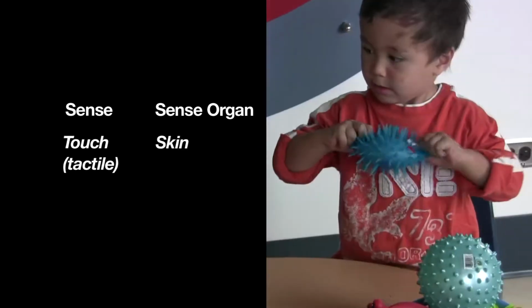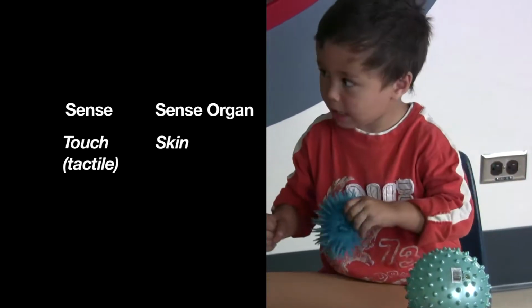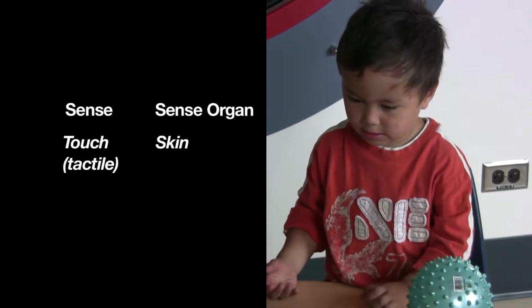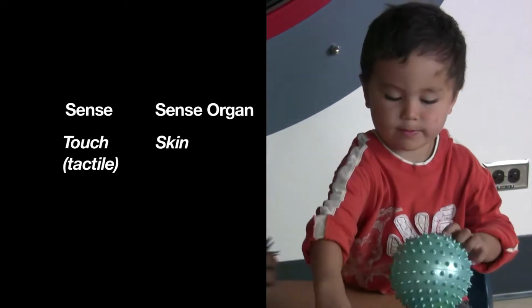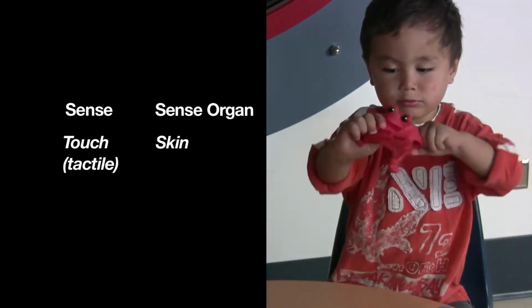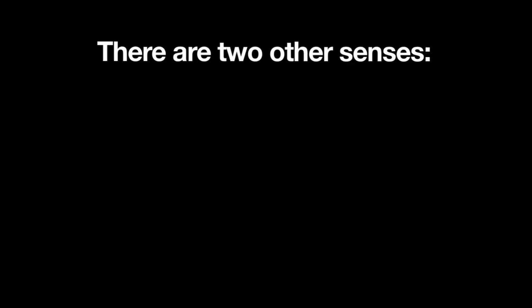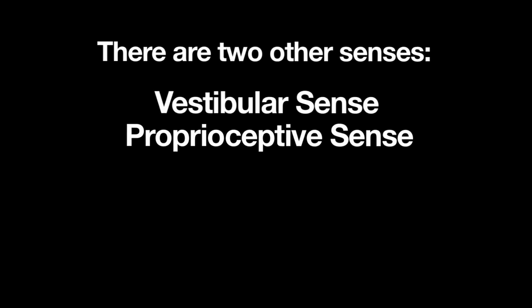The 5th sense is touch. Our skin and mucous membranes are the main sense organ for touch, also called the tactile sense. Our skin has receptors for several different kinds of touch sensations, including light touch, deep pressure, temperature, pain, and vibration. There are 2 other important senses which most of us didn't learn about in school: the vestibular and proprioceptive senses.